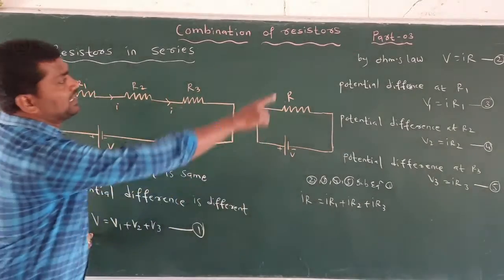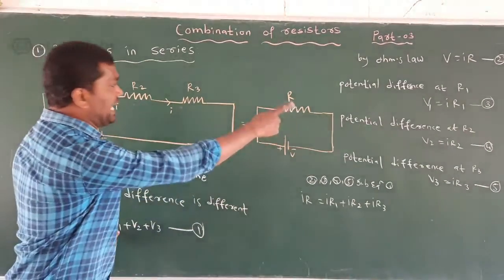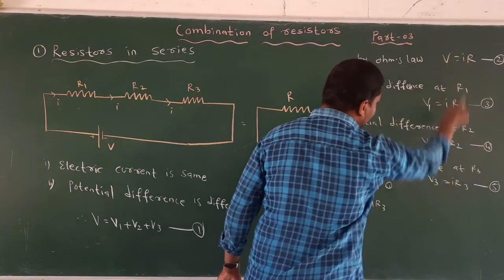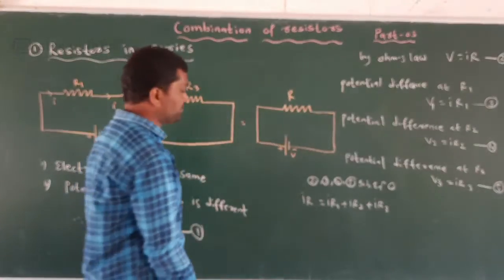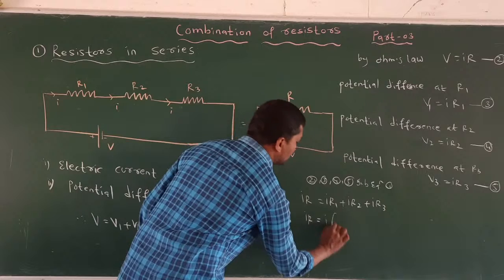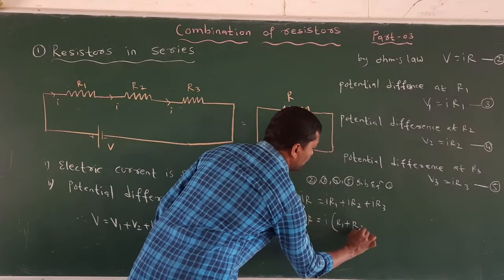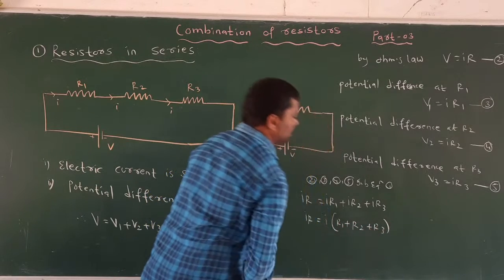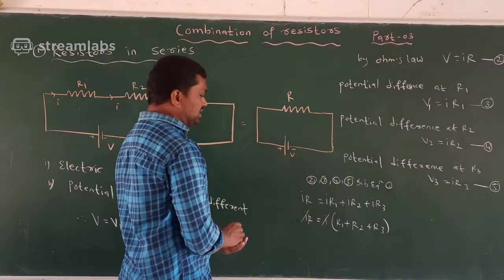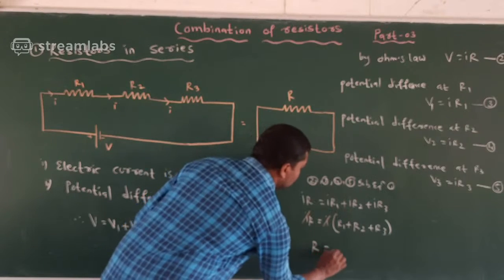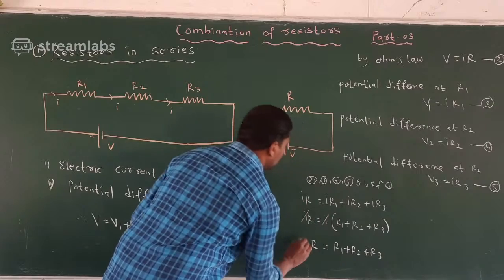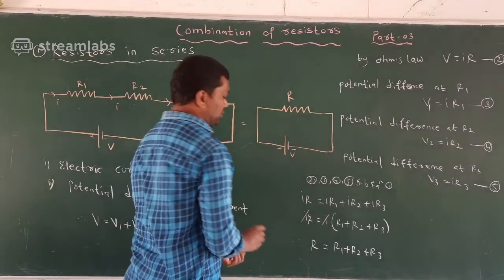So V means IR, V1 means IR1, V2 means IR2, V3 means IR3. All these equations are substituted into equation number 1. So what I am writing, IR is equal to I common, R1 plus R2 plus R3. So the I gets cancelled, and the last equation will be R is equal to R1 plus R2 plus R3. So this is the final equation.